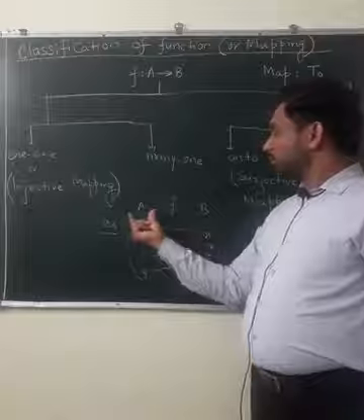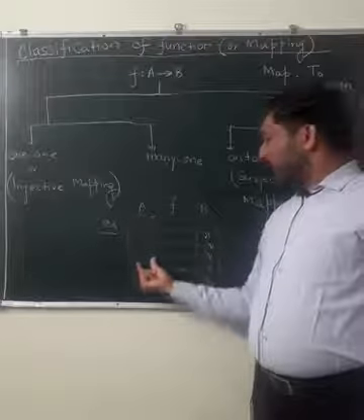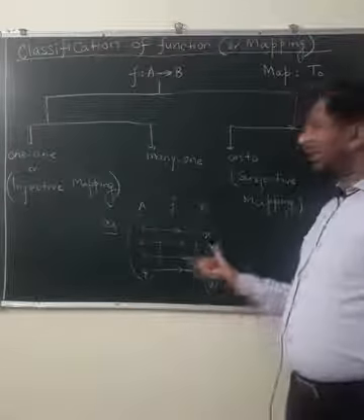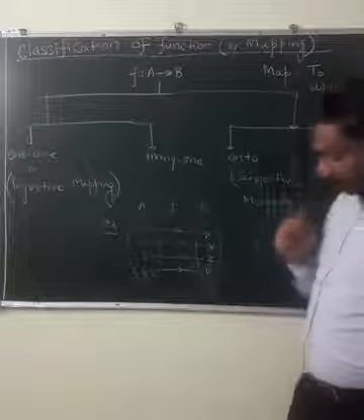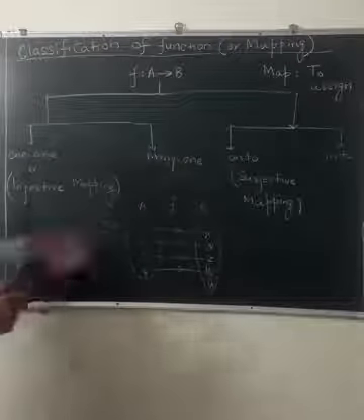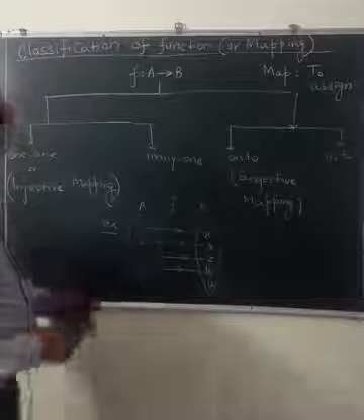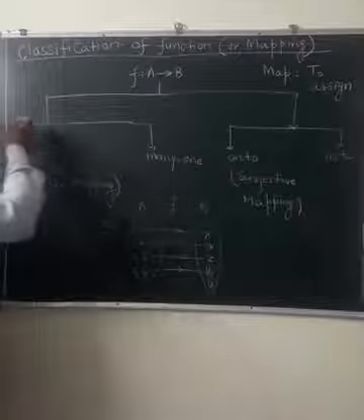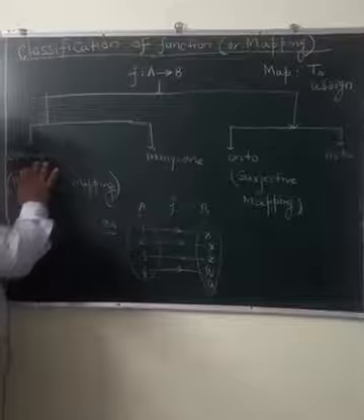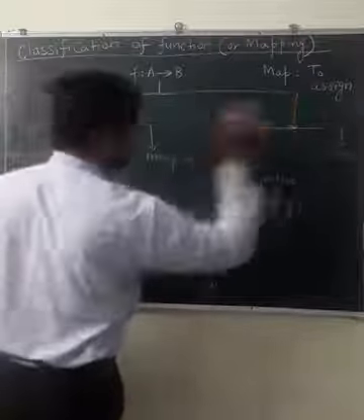Suppose f is a function from A to B, then f assigns every element of set A to a unique element of set B. That is why it is called mapping. First of all, I can divide into two categories, two groups. First group is one-one function or many-one function, and another is onto and into.